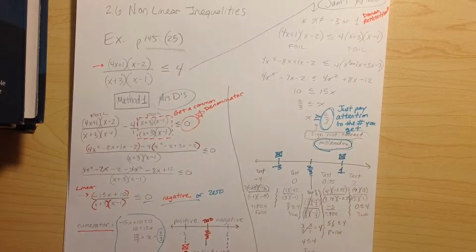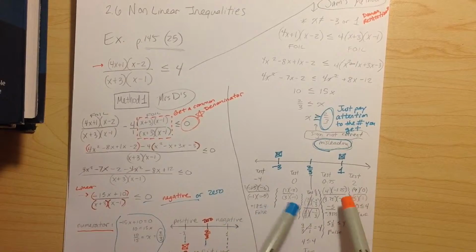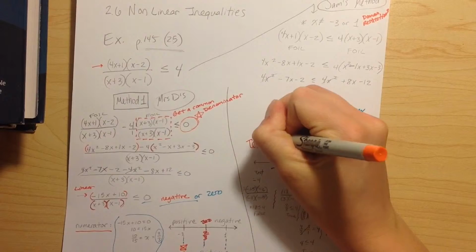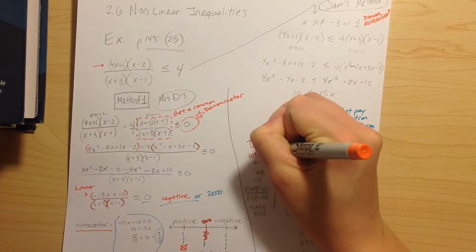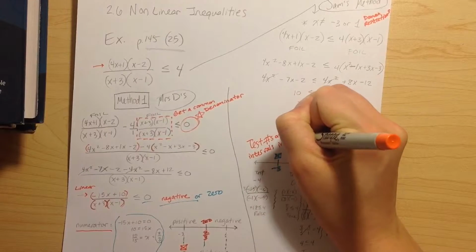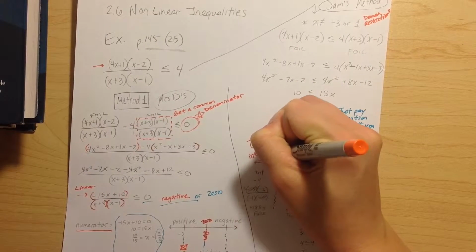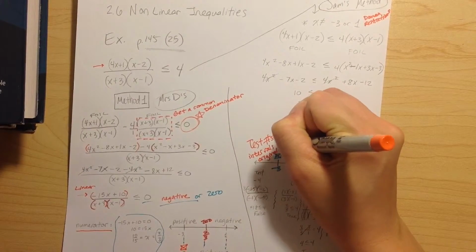So I ended up needing to test 5 different numbers, and you test them back in the original expression. So let me make a note there. Test numbers on the intervals in the original expression.